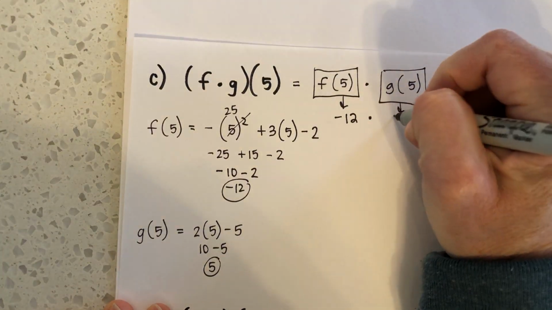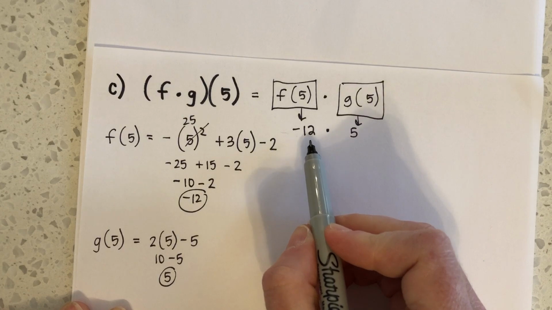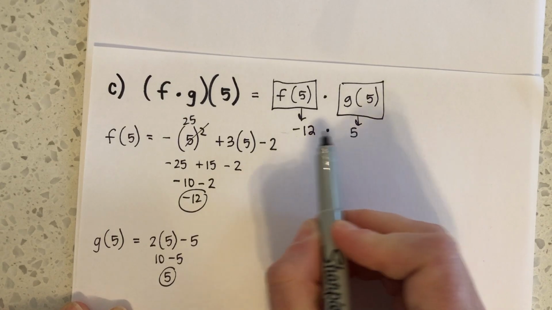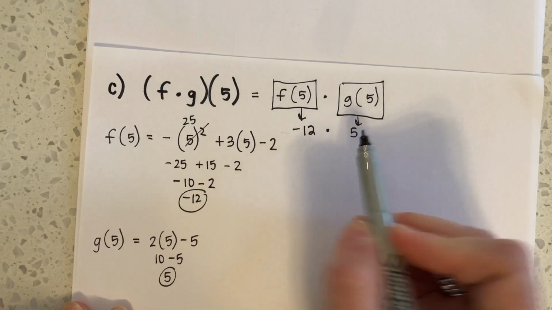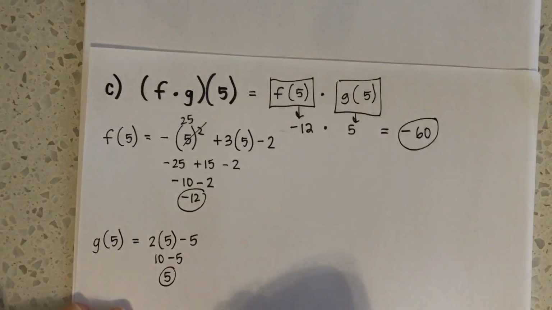So now I can put a number 5 in for g of 5. So at the end of the day, you have to multiply negative 12 with 5. So what's negative 12 times 5? It's negative 60. And that's your answer.